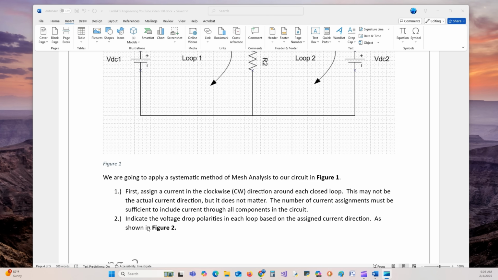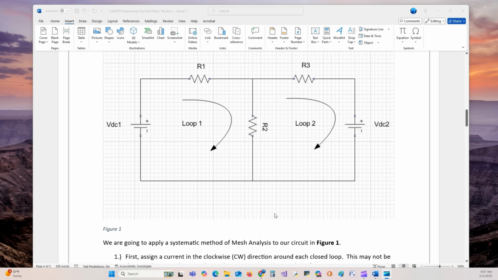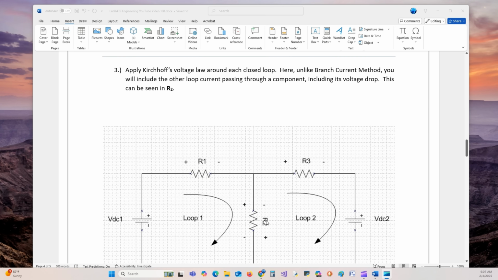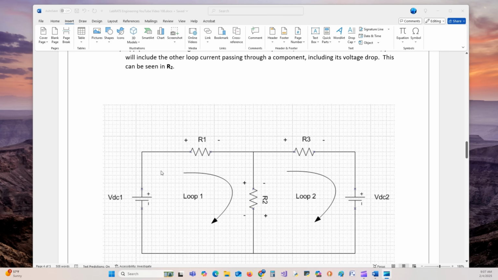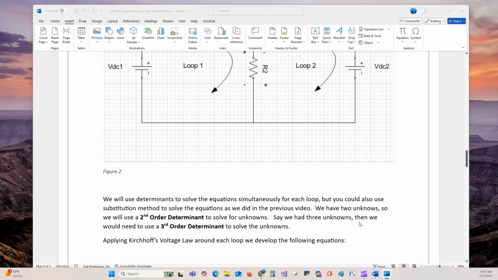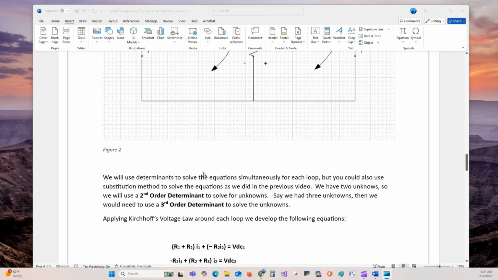We have three steps that we need to follow. The first step: sum the resistances around the loop and multiply by the loop current. Step 2: subtract the common resistances times the adjacent loop current, for example R2. Third: set the terms in steps 1 and 2 equal to the total source voltages in the loop. The sign of the source voltage is positive if the assigned loop current flows out of the positive terminal, and the sign is negative if the loop current flows into the positive terminal and out the negative.